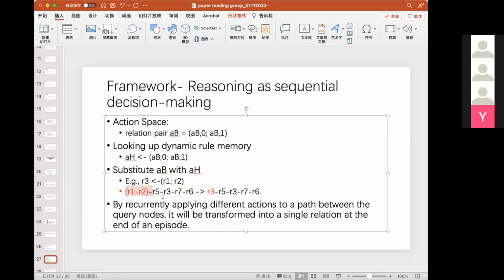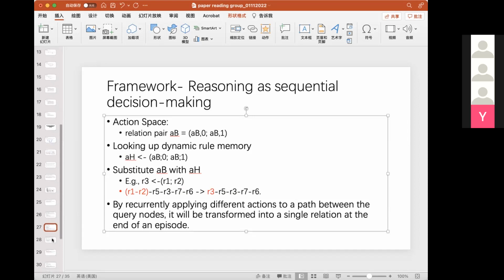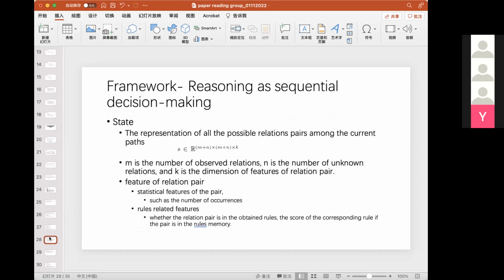In all sampled paths, we replace the relational pair with R3 in order to make this long route shorter. And then by recurrently applying the different actions to a path between the query nodes, the long path will be transferred into a single relation at the end of an episode. So that is the basic idea of this reasoning as sequence decision making.